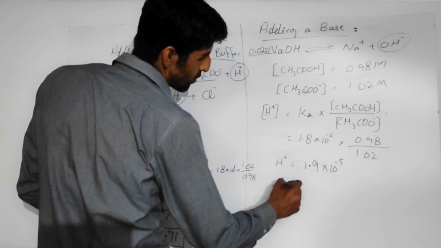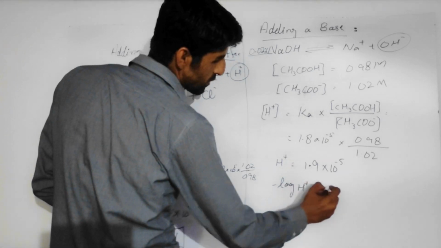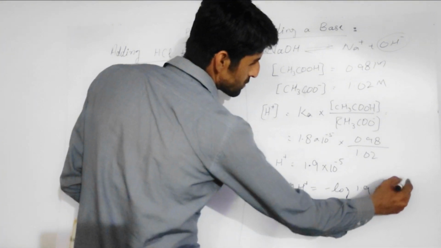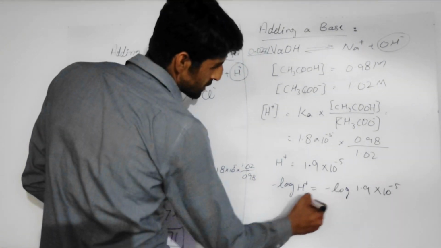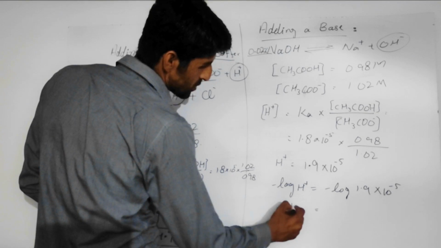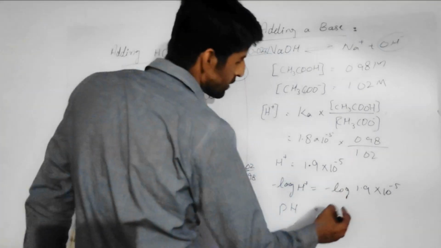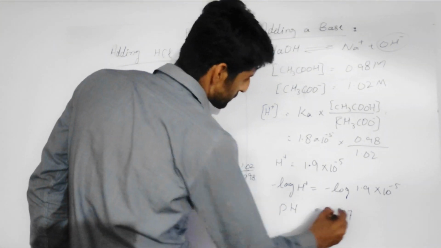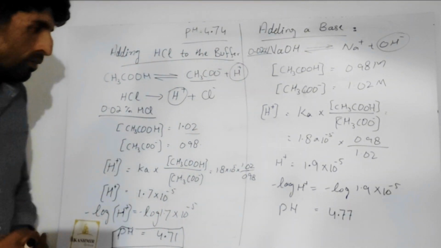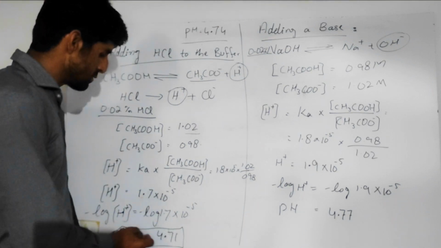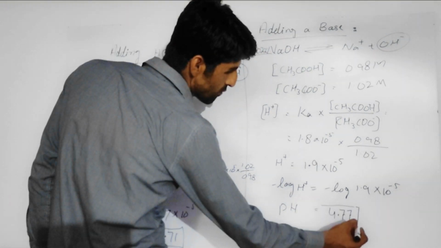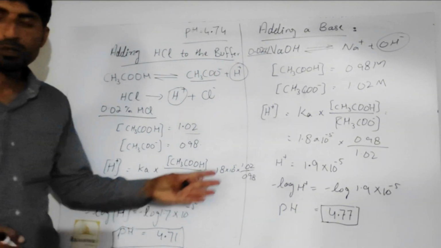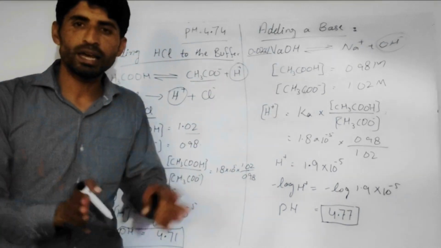By taking negative log on both sides, the negative log of the concentration of hydrogen ion is the negative log of 1.9 into 10 raised to power minus 5. This will give us the pH, and that comes to 4.77. That is a difference between the pH values, but it is a very limited difference, and we can check that the buffer solution has kept the pH value within a narrow range of limits.